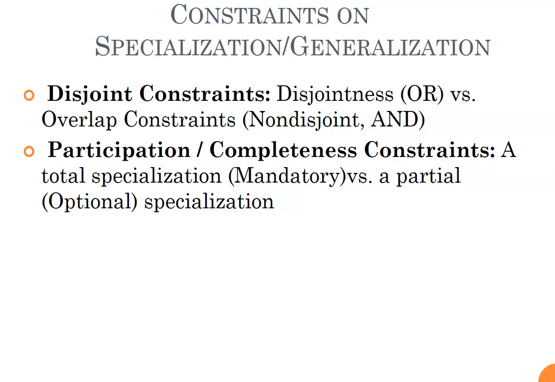We have constraints in generalization and specialization. Like I said, you can have mandatory, and so on. But what are these different constraints? One, we have a constraint that we call the disjoint constraint. This can be of two types: disjointness and overlap constraint. And then we also have the other constraint, which is participation. Participation can be total or mandatory participation, then it can be partial or optional participation.